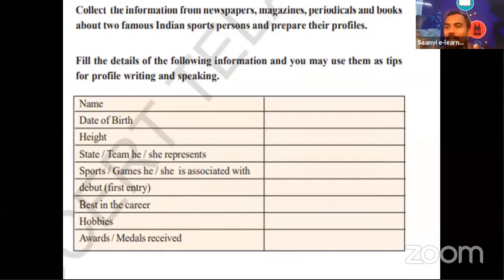You will have to select a sporting personality, maybe Sania Mirza, Sachin Tendulkar, MS Dhoni, Saina Nehwal, and prepare a profile, just like we did a few minutes back for VVS Lakshman. Now we know his name, date of birth, height, state, sports, debut, everything we can write. So like that, search through the internet, find a good sporting personality and prepare a profile. So that's all for today.